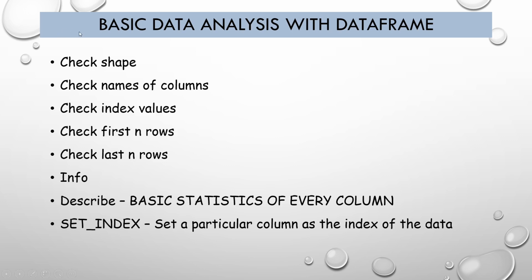So these are the things we are gonna perform. We are gonna check the shape of the data frame. We are gonna check the name of the columns, the index values, the first n rows, the last n rows. We are gonna check some basic info like how many null values are present in each and every column, and we are gonna see some basic statistics of every column. And we are also gonna use the set index method to set a particular column as the index of the data. So without wasting any time, let's get started.